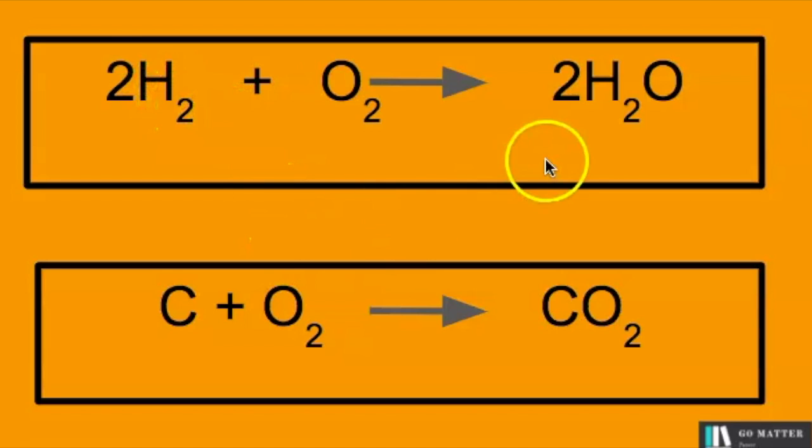The same can be said here, forming 2 molecules of water. So in 2 molecules of water, we'll be having 4 atoms of hydrogen, 2 times 2, and 2 atoms of oxygen, 2 times 1. Remember, when there's nothing, it means we've got 1.